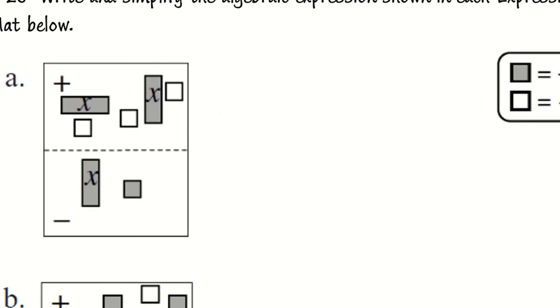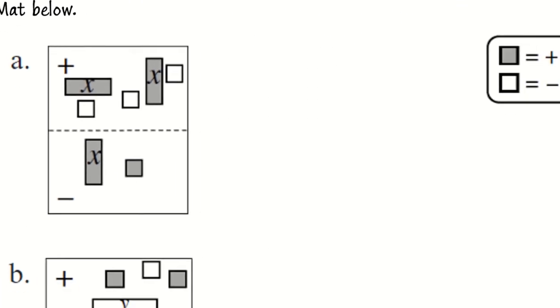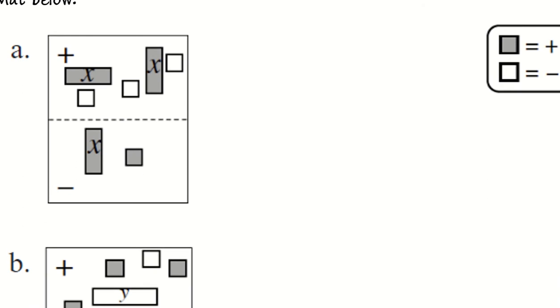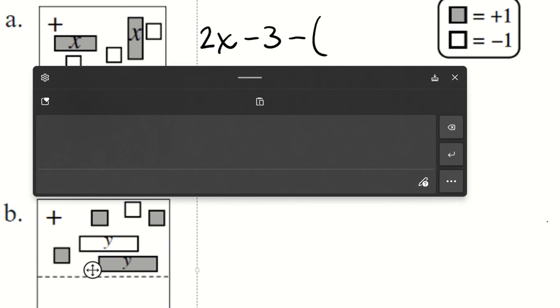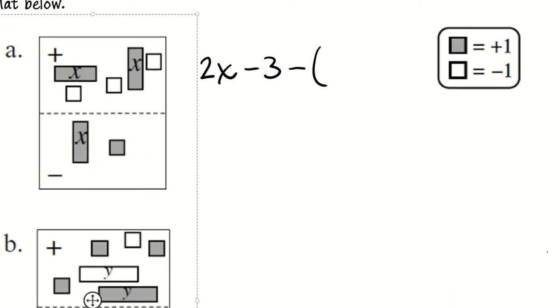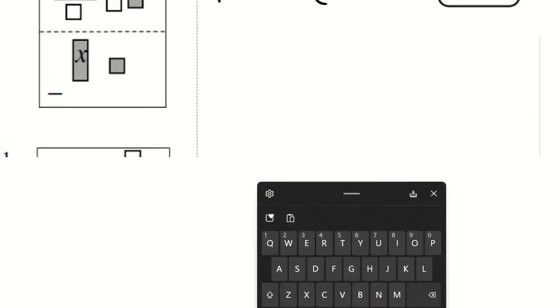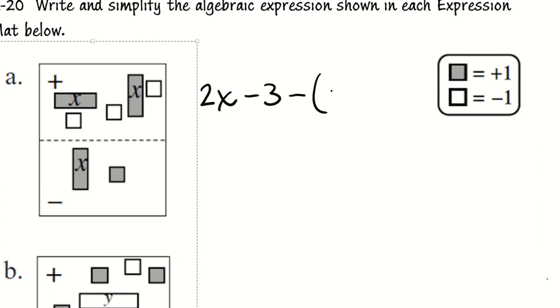So when I see an expression mat, there's a part that is not in parentheses and then a part that is. So I look at this and I say, oh, this is a positive 2x minus the number 3, and then minus the quantity. Now, what goes in these parentheses is going to be what lives inside of the lower half of the expression mat, this negative portion. And inside of that, there is a positive x and a positive 1.